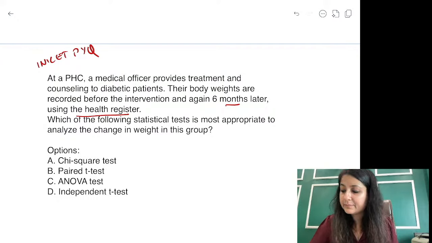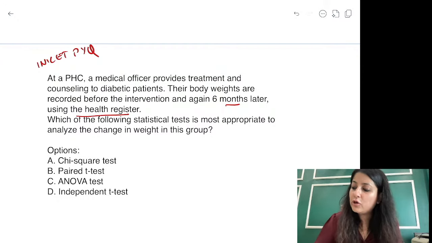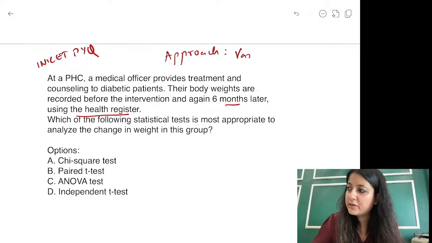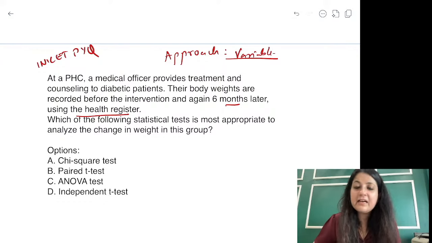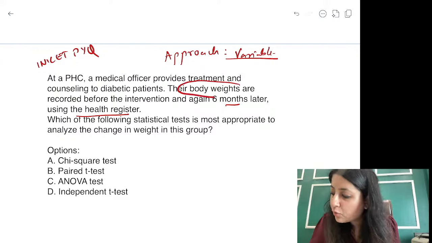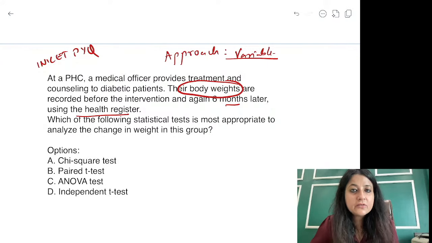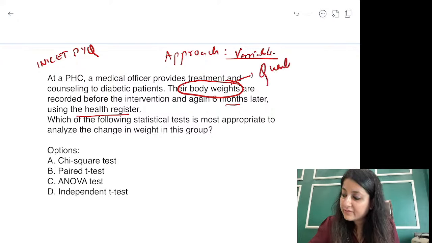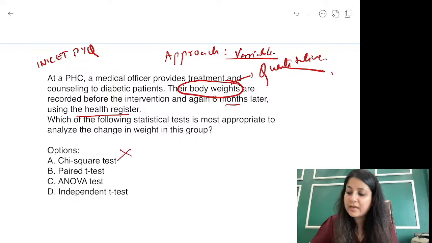क्या है इसका आंसर? अब सबसे पहले follow the approach. What is the type of variable that you are looking at? किस तरीके का variable है? Is it quantitative or qualitative? I asked you body weight. Now weight is quantitative or qualitative, guys? Weight is quantitative. So when I have quantitative, again I will have to remove chi-square.